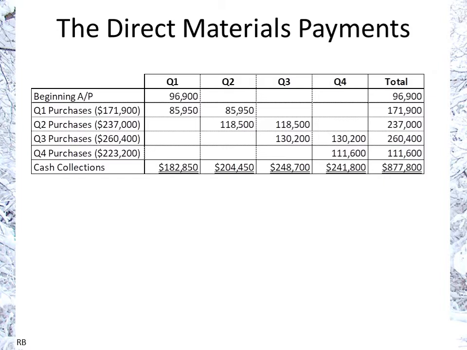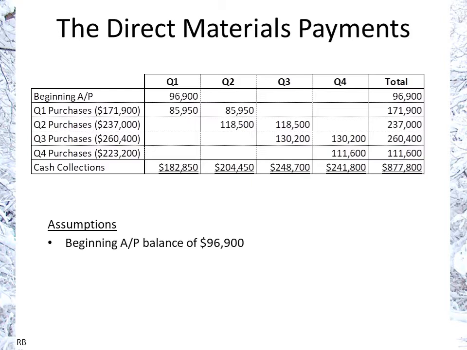Moving on to the direct materials payments, we are making assumptions here as well. The accounts payable balance in the beginning is 96,900. And then this is going to follow a similar structure to the accounts receivable side, where we see the amount of purchases required, which came from our direct materials purchases budget, just the last one.